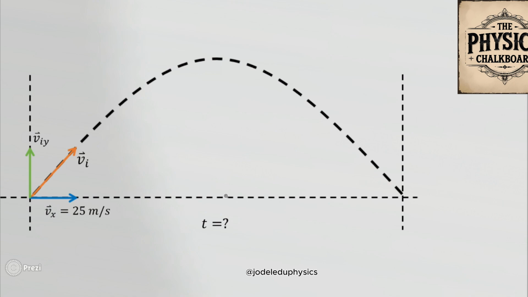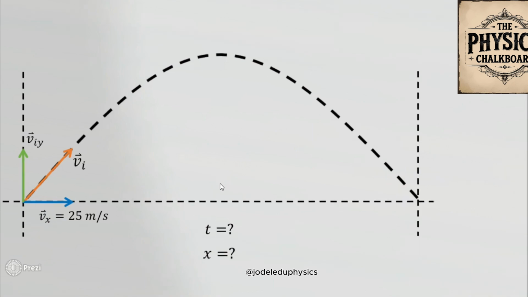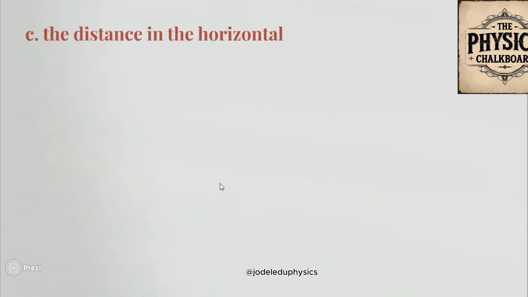If we know how long it stays in the air, we can easily calculate the range. And we do know that. The time of flight is 4.08 seconds. So let's organize our solution. Given the initial velocity in the horizontal of 25 meters per second, which is a constant, so this is also the average velocity, and time of 4.08 seconds, find the distance.